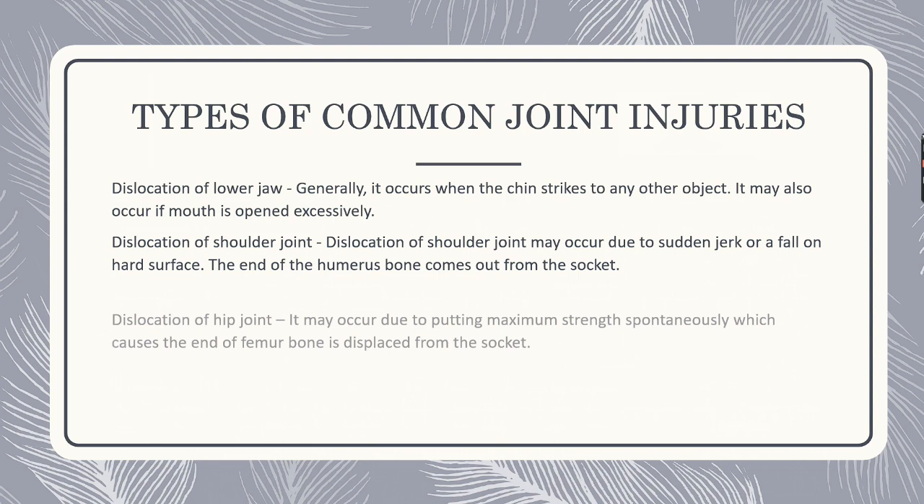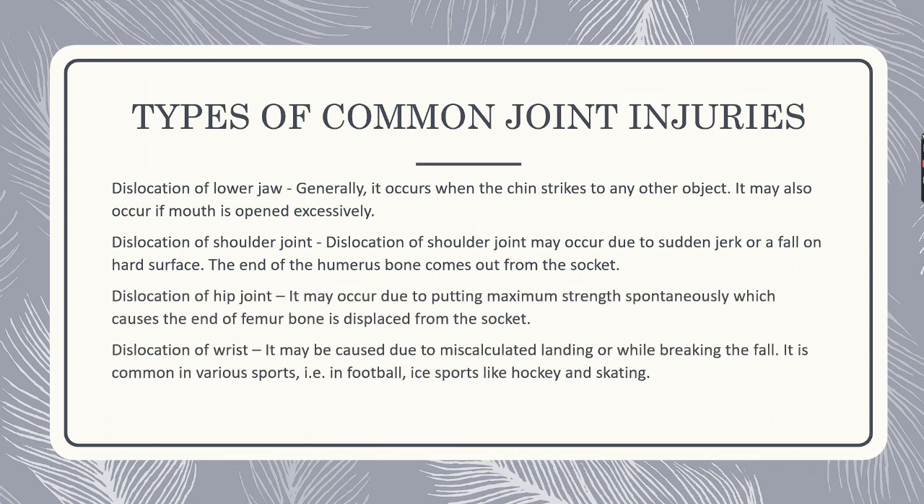Types of common joint injuries. Dislocation of lower jaw: generally, it occurs when the chin strikes another object. It may also occur if the mouth is opened excessively. Dislocation of shoulder joint may occur due to a sudden jerk or a fall on a hard surface. The end of the humerus bone comes out from the socket. Dislocation of hip joint may occur due to putting maximum strength spontaneously, which causes the end of the femur bone to be displaced from the socket.